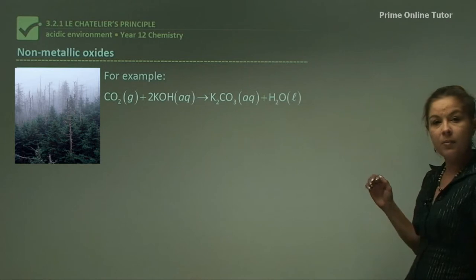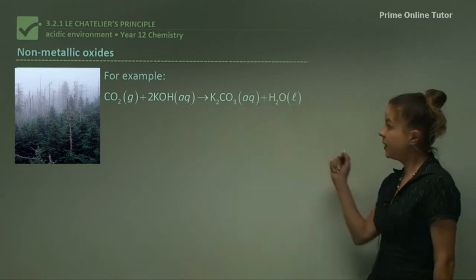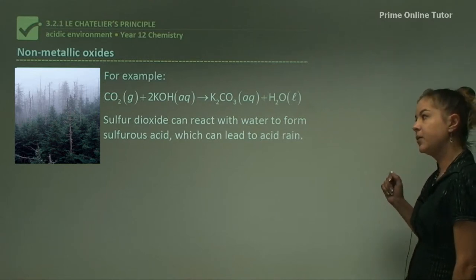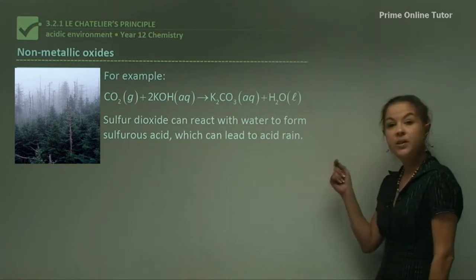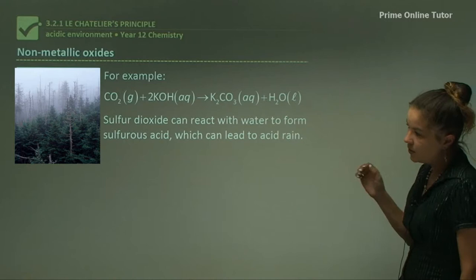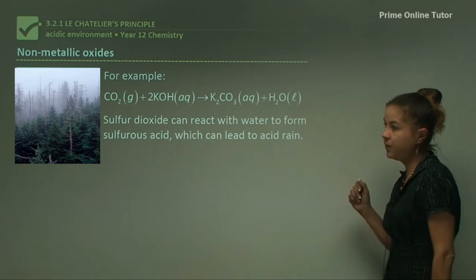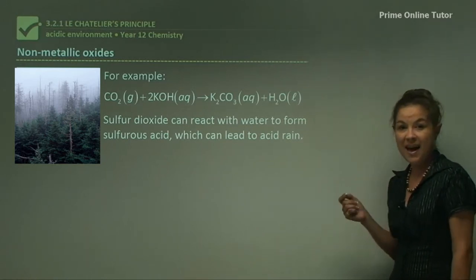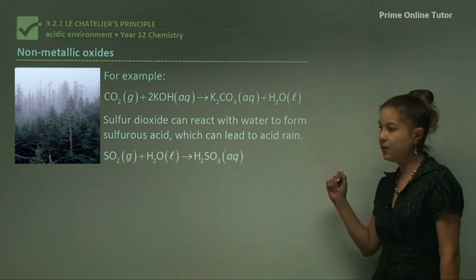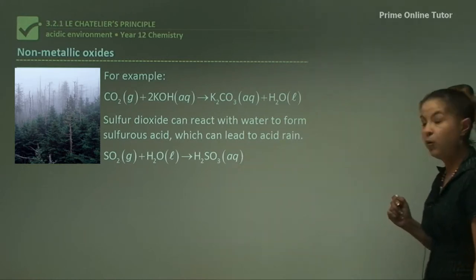So here's an example, carbon dioxide gas reacting with potassium hydroxide, and what we get is potassium carbonate and water. So that's an acid-base reaction. So sulfur dioxide can react with water to form sulfurous acid, which can lead to acid rain. And that's what that picture there is. It's a forest in Northern Europe, and as you can see from the trees, it's been really quite devastated by acid rain. So sulfur dioxide reactions turning into acids are very bad for our environment. So here's the equation. SO2 gas reacting with water goes to sulfurous acid, and that's the formula there.